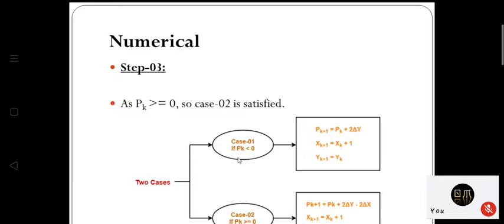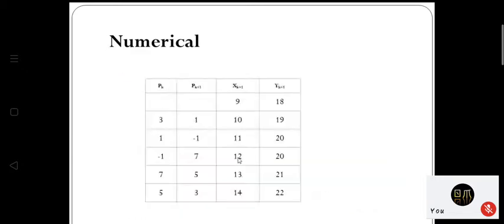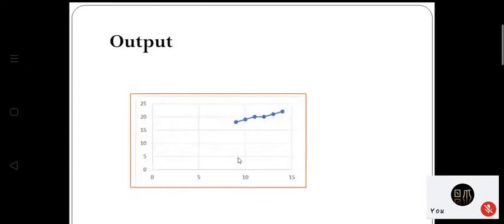So when I say it is a positive decision parameter, again you are going to compute the case 2 formulas. The case 2 condition is satisfied, so again you will compute the next decision parameter, and the next x and y coordinates. You go up to the fourth iteration, where you obtain delta x minus 1. That's how you get all the points and plot them over here. So this is the output for the previous problem.